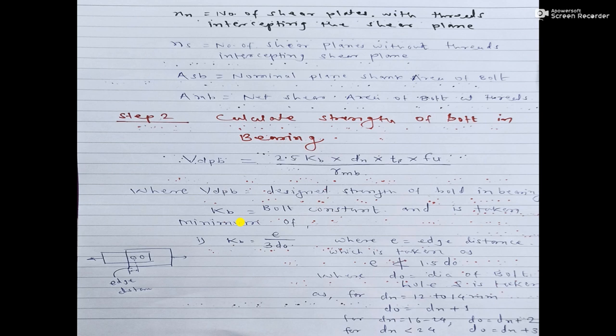Then Asb is the nominal plain shank area of bolt. That is, when the bolt is plain and there are no threads, at that time Asb is considered the nominal plain shank area of bolt. And Anb is the net shear area of bolt at threads. That is net area and gross area.